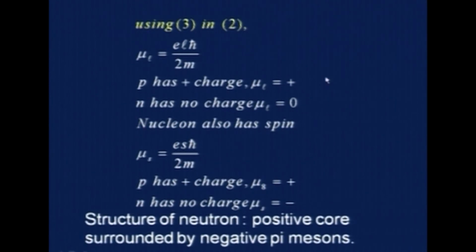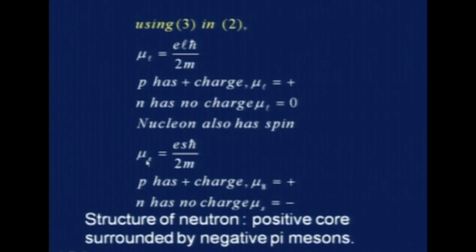This part e, see this one, e is positive. Therefore, mu is positive for proton. And for neutron, e equal to 0. Charge is 0. Therefore, mu L equal to 0 naturally. So the nucleon also has a spin. Therefore, not only due to angular momentum orbital, also spin.